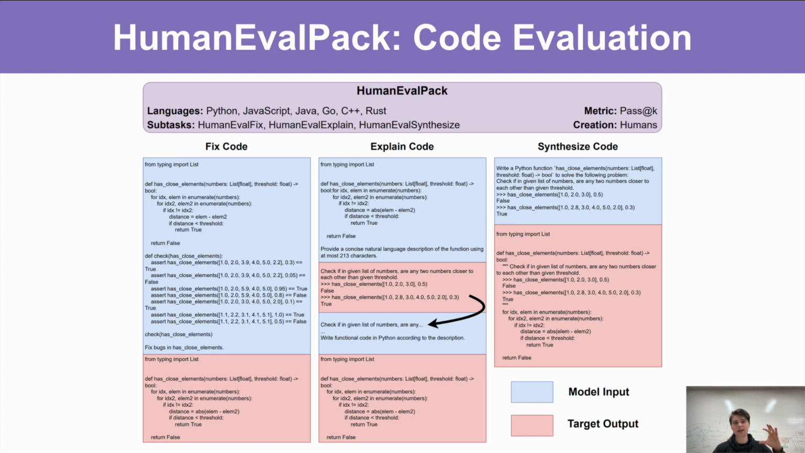So for fixing, we ask the model to fix a bug in a provided buggy function. For explaining, we ask the model to explain a function to us or describe it. And for synthesizing, we ask the model to implement a function from scratch. And all of these are available across those 6 different programming languages: Python, JavaScript, Java, Go, C++, and Rust. And everything is created by humans, manually translated, to ensure that it is really high quality. And the metric we use usually is pass at K.